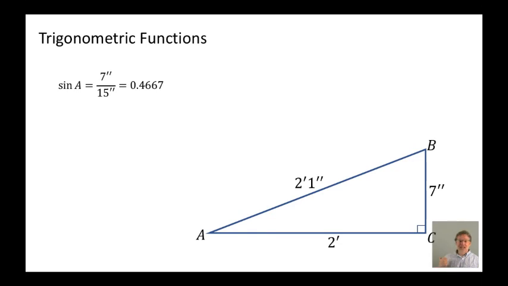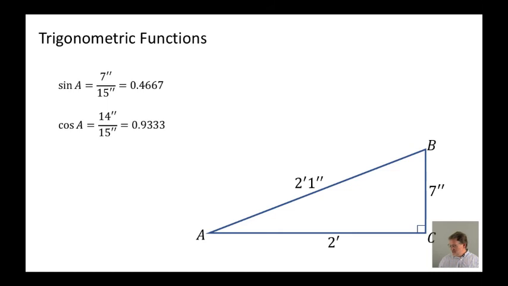That's specifically angle A. Let's take a look at the cosine of angle A here. That's 2 feet now over 2 feet 1 inch, the adjacent side over the hypotenuse. That's the relationship that we're working with there for cosine. So 2 feet is 24 inches, 2 feet 1 inch, that's 25 inches. 14 divided by 15 gives us a ratio of 0.9333.